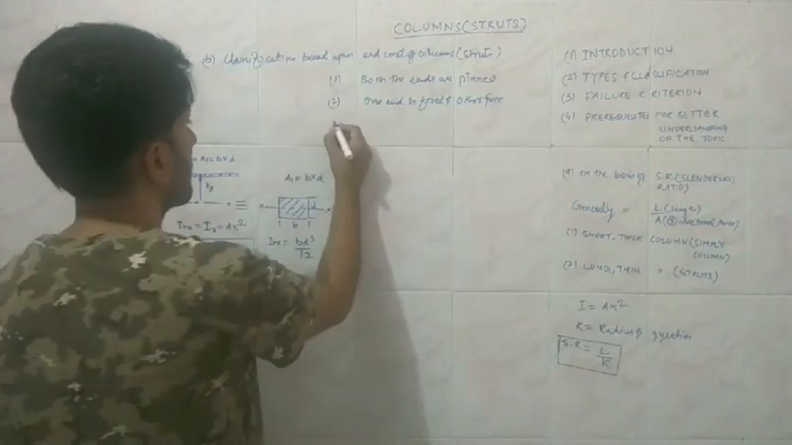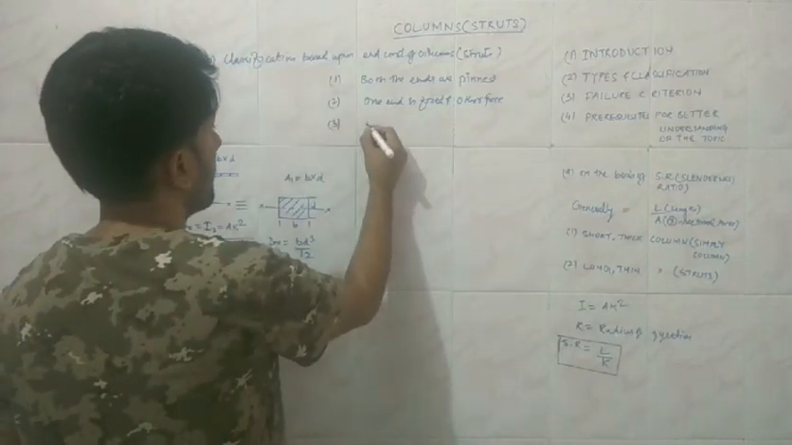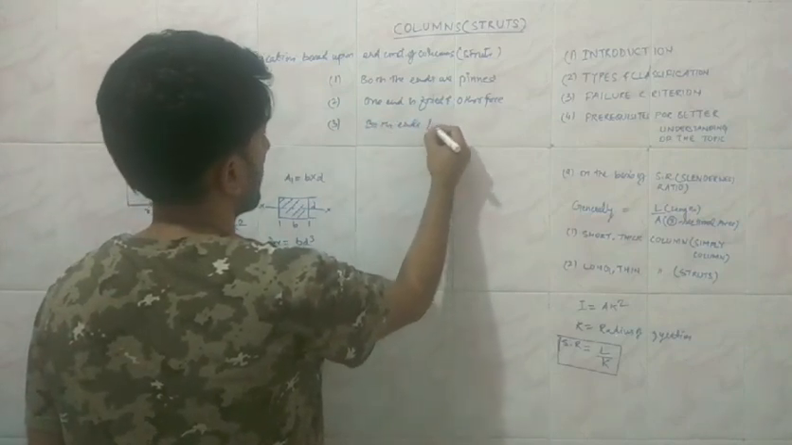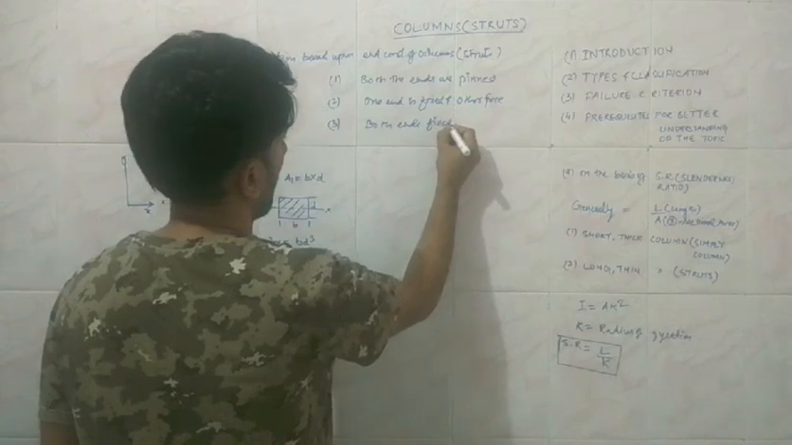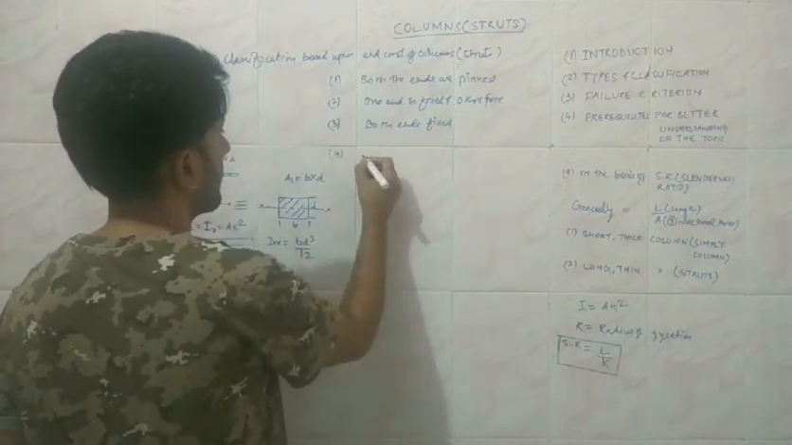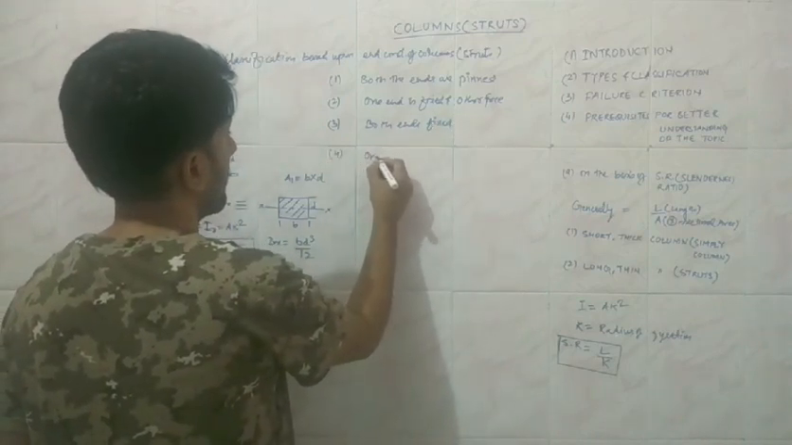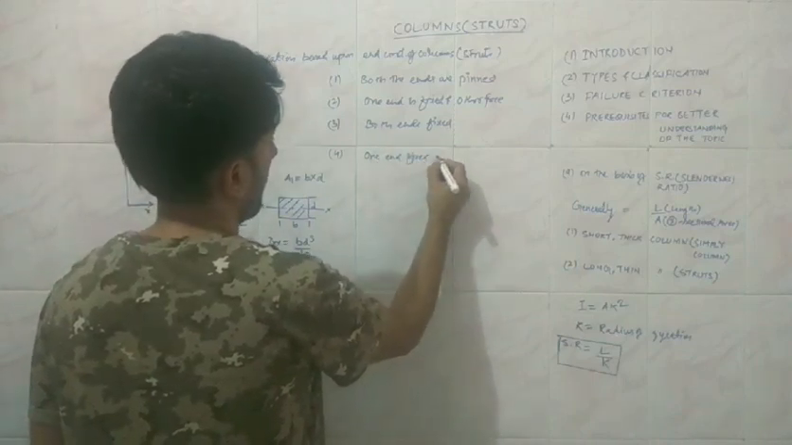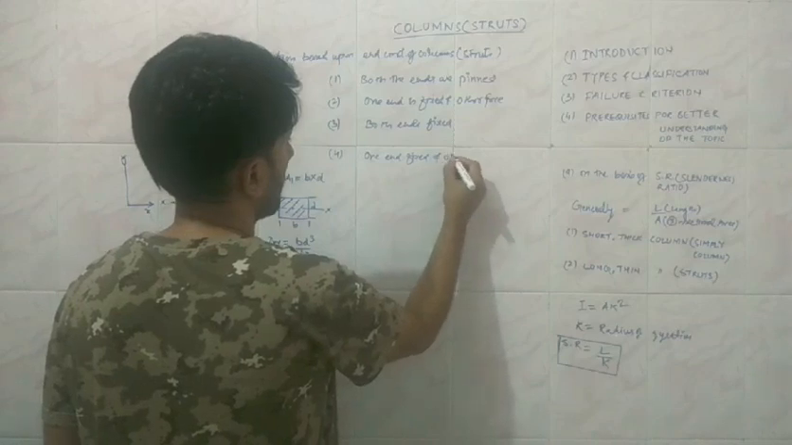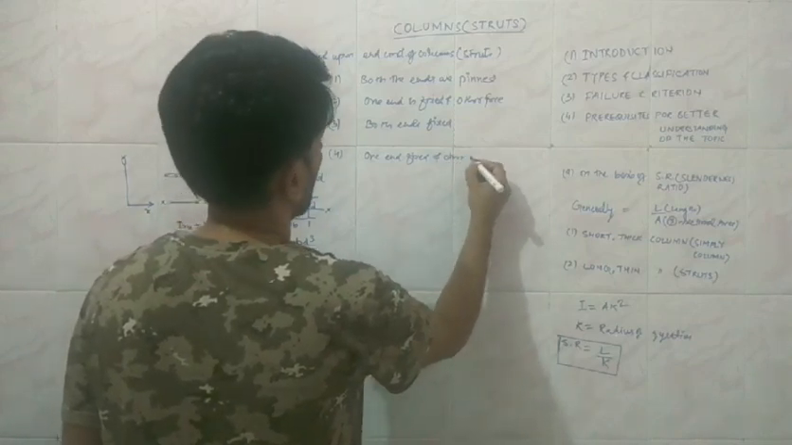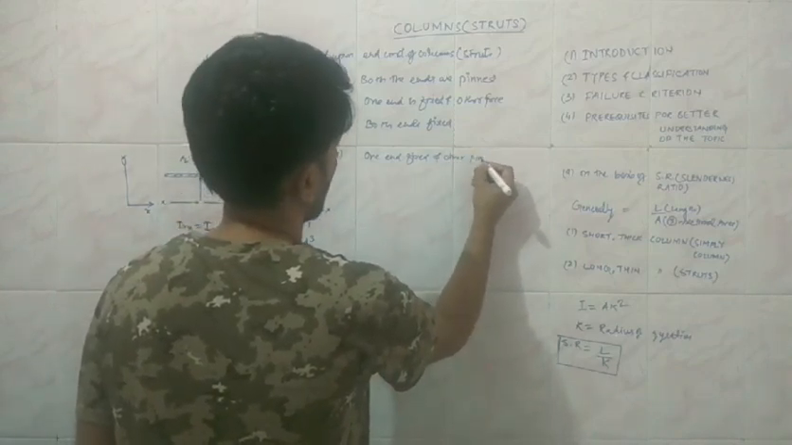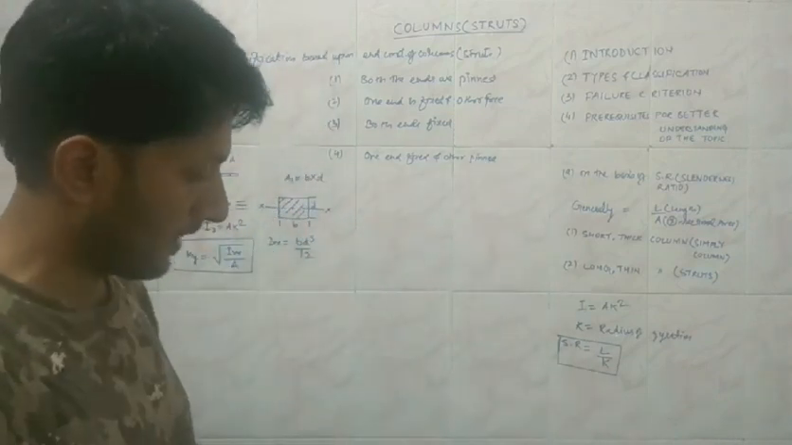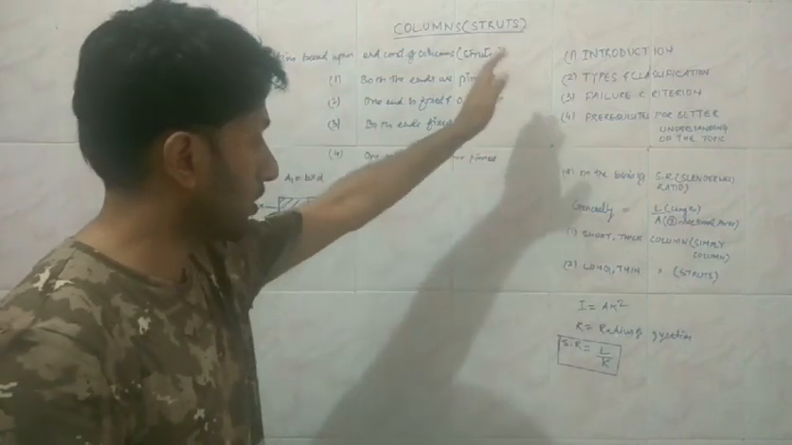Another classification is both the ends fixed, and the next classification is one end fixed and the other pinned. So these are the four types of columns, and specifically these are struts, because we are considering the combined load.